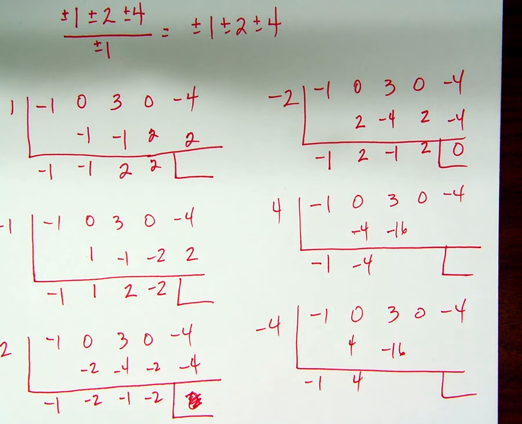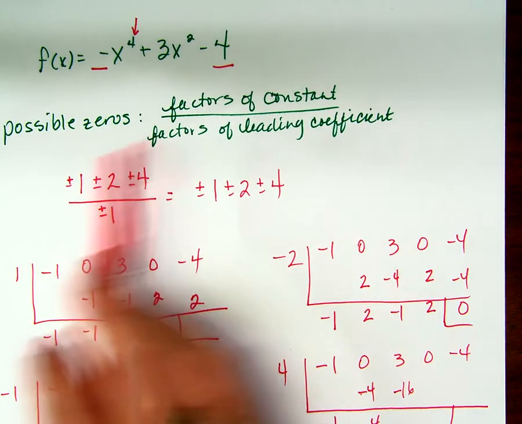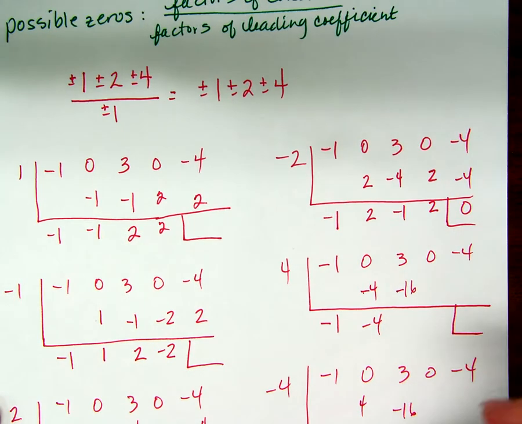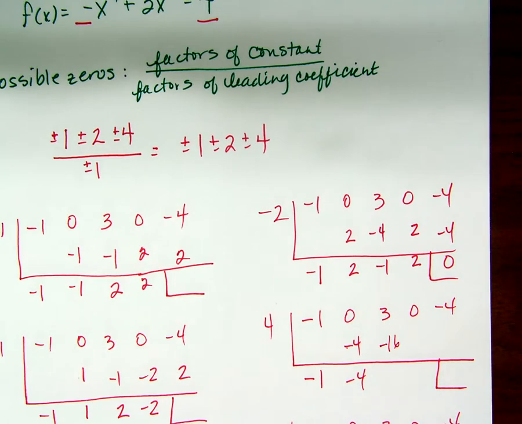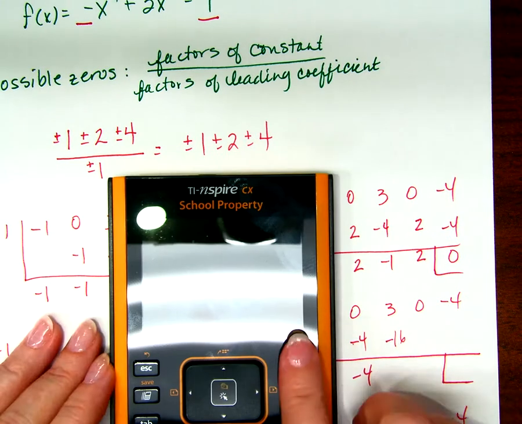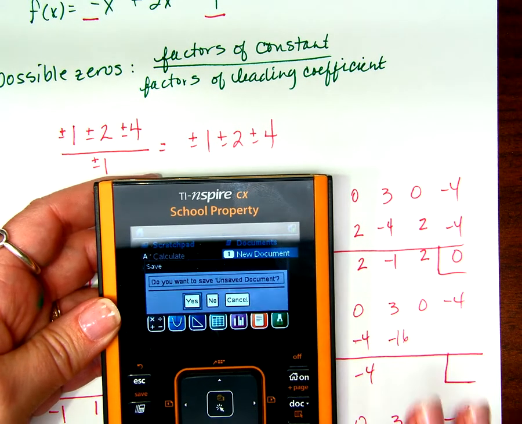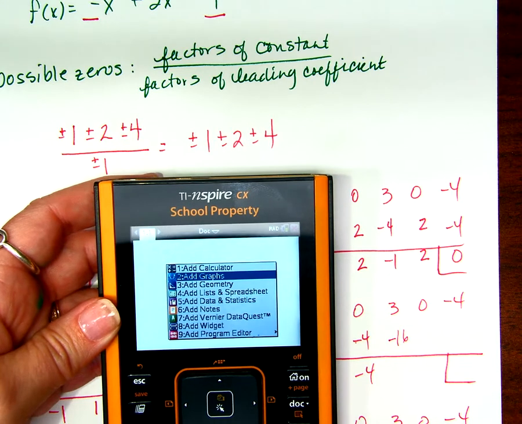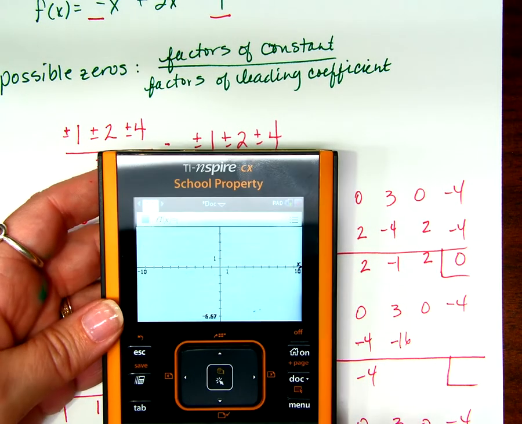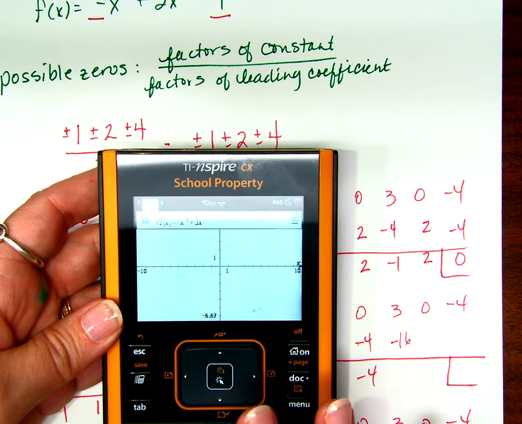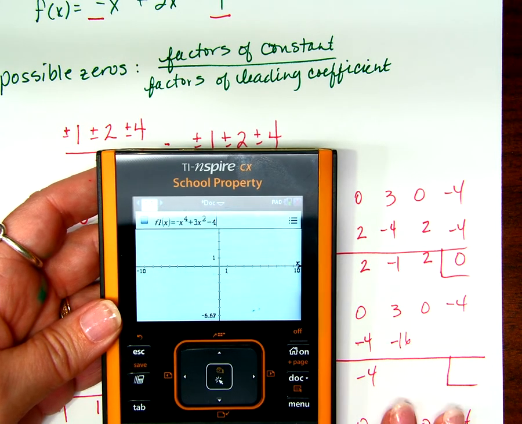So in this particular problem, if all it asks you to do is find the possible zeros, that's this right here. If it asks you to find the zeros, we looked one of the ways that we knew how, right? The other way that we know how to look is by looking at our calculator. Okay? Making a new document, that is a graph. We enter negative x raised to the 4th plus 3x squared minus 4.